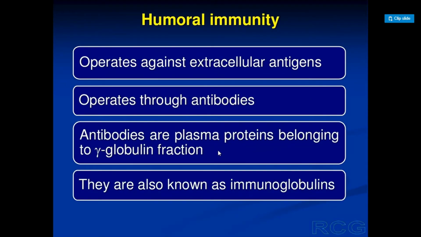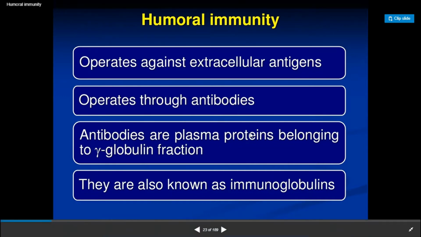Then the main part here is the humoral immunity. It operates against the extracellular antigens and through the antibodies. These antibodies are the plasma proteins belonging to the gamma globulin fractions, and they are also known as the immunoglobulins.